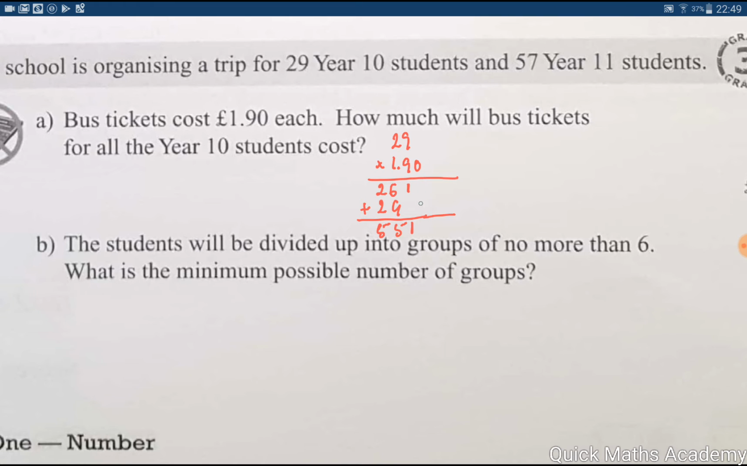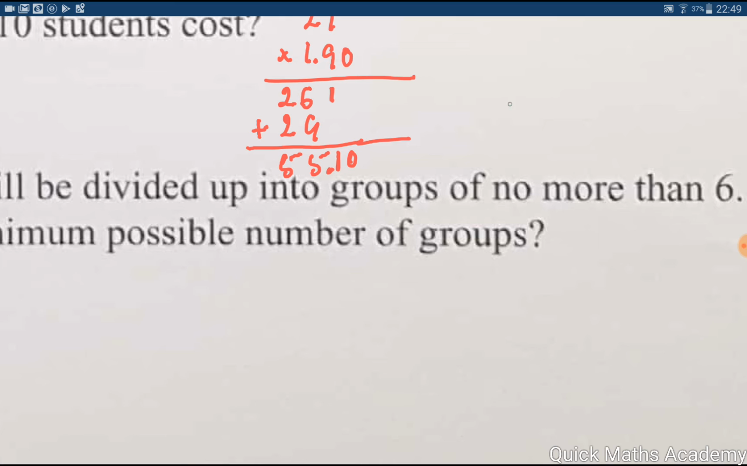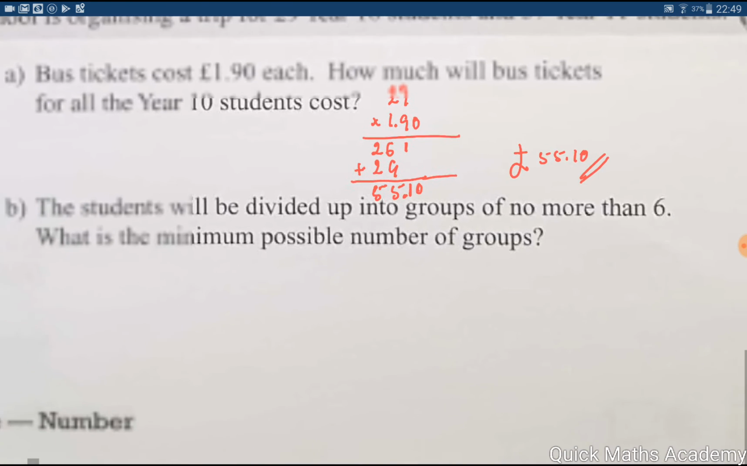And I bring this 0 down here, I put it down. And I have 2 decimal places, so I have to put a dot in here. So how much will bus tickets for year 10 students cost? They cost £5510. Okay, that's our result.